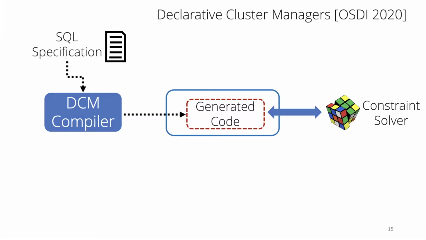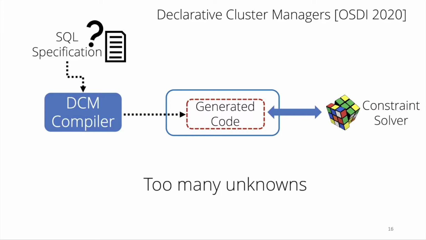But when we started this project, there were just too many unknowns here. We had no idea whether SQL was an expressive enough language to express all the behaviors that people are writing heuristics for today. We had no idea whether it was possible to write a compiler that can take something like SQL and produce an executable batch of code that you can run at fast timescales. And whether this generated code would be able to effectively interface with the constraint solver and meet the demands of scale that these actual systems have. We had no idea about any of these things, right?